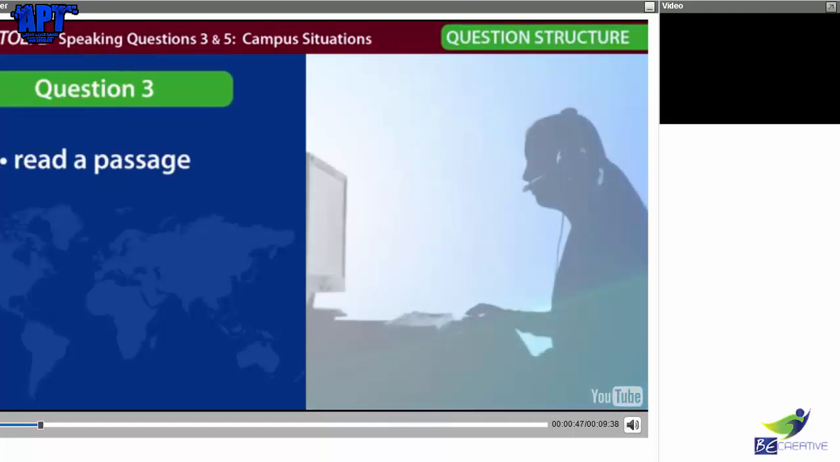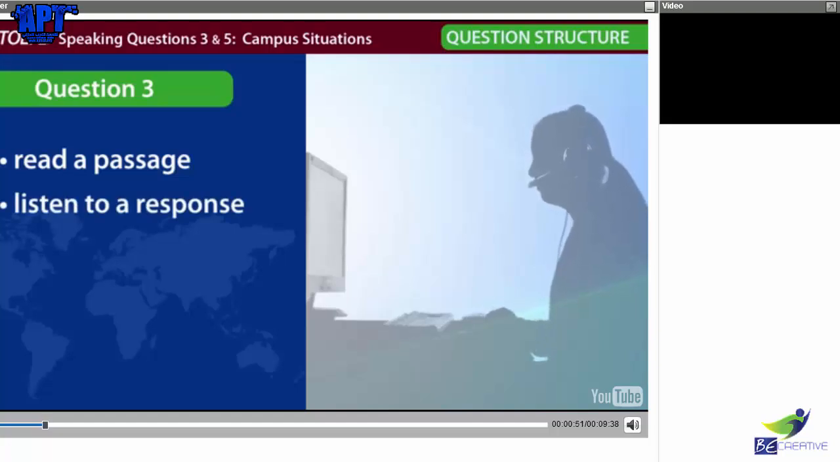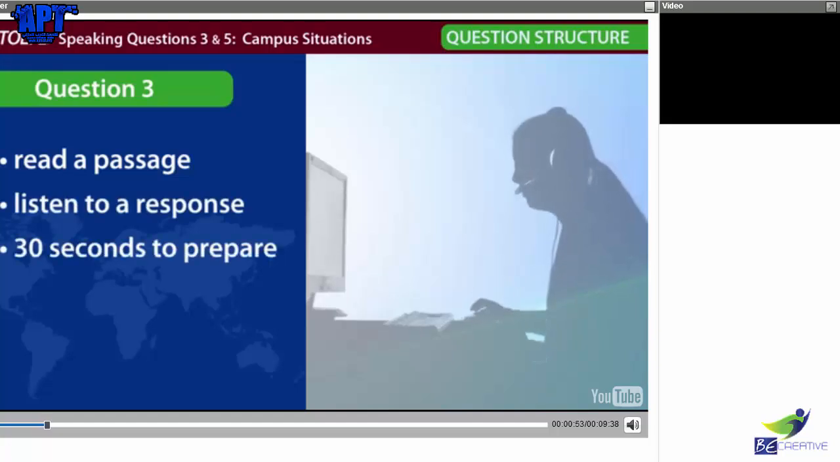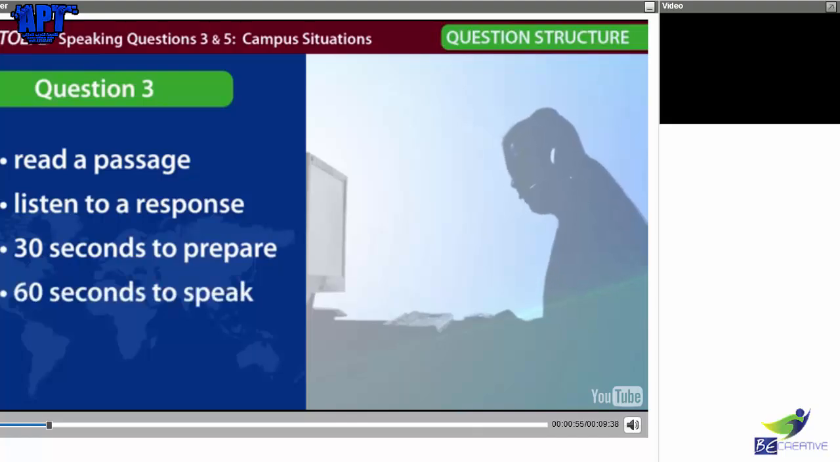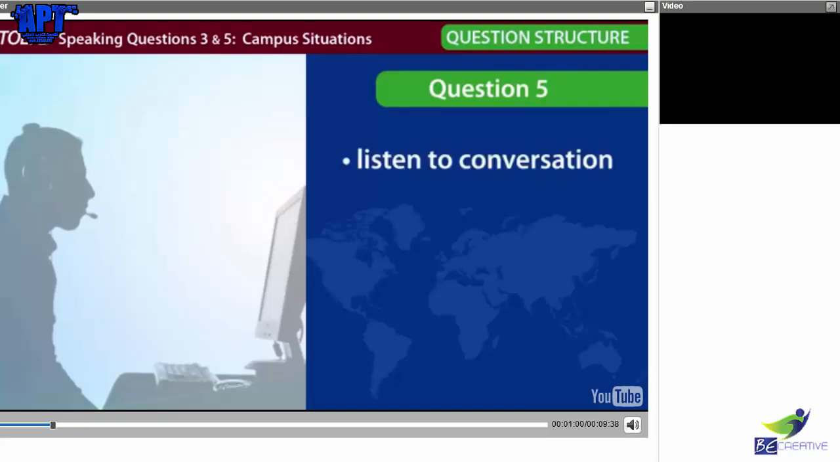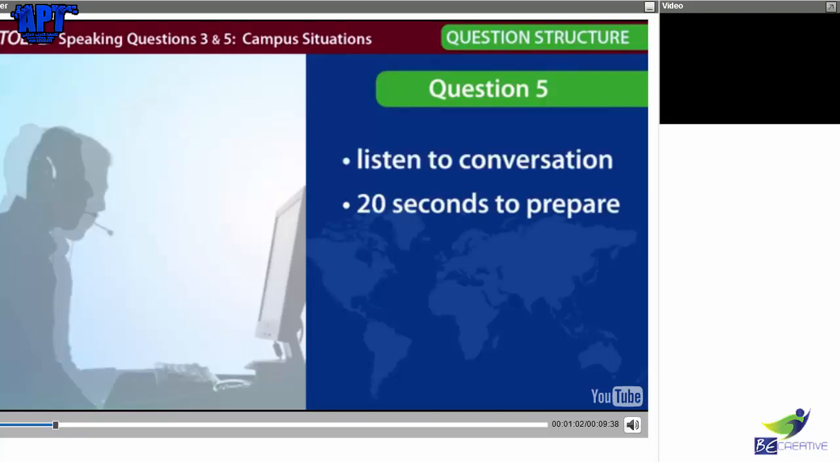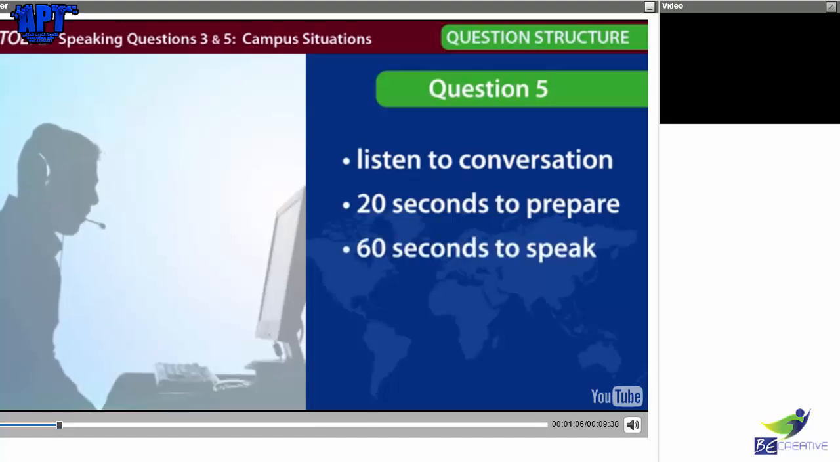In question 3, you will read a passage about a campus-related topic. Then you will listen to a response to that topic. Then you will have 30 seconds to prepare your response and 60 seconds to speak your answer. For question 5, you listen to part of a conversation, then you will have 20 seconds to prepare your response and 60 seconds to speak your answer.